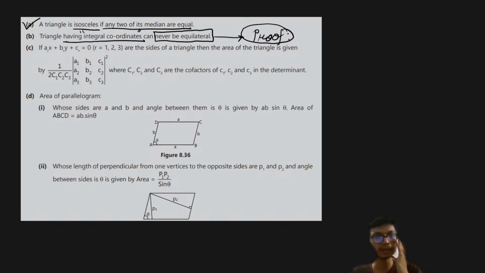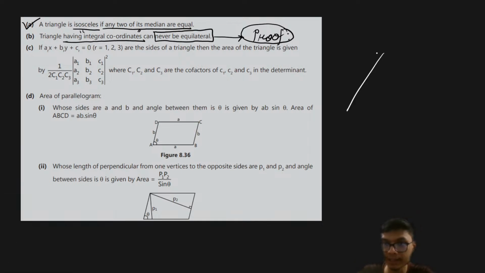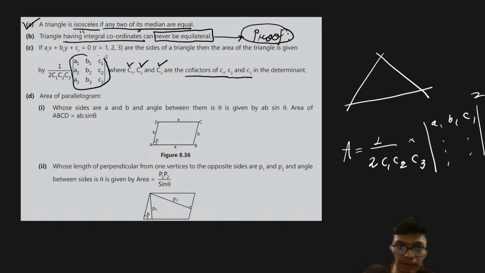Let us now move to the next problem, which is a simple one. If you have the sides of a triangle given by the equations of the lines a_r x plus b_r y plus c_r equals 0, then the area of the triangle is given as 1 by 2 C1 C2 C3 into the determinant of a1 b1 c1 and so on, whole square of it, where C1, C2 and C3 are just the cofactors of small c1, small c2 and small c3 in this determinant.